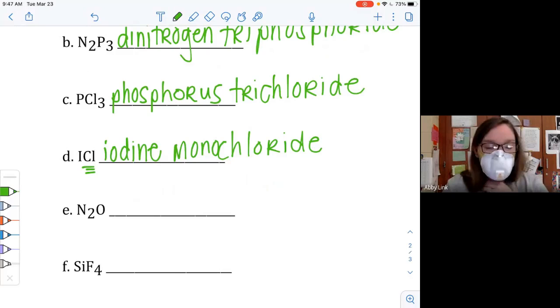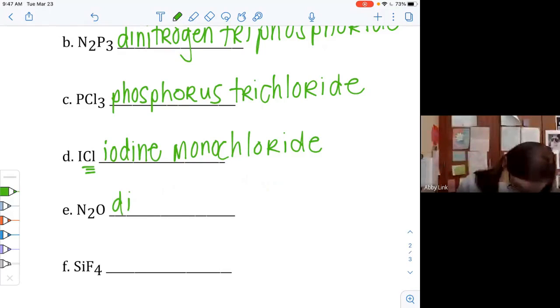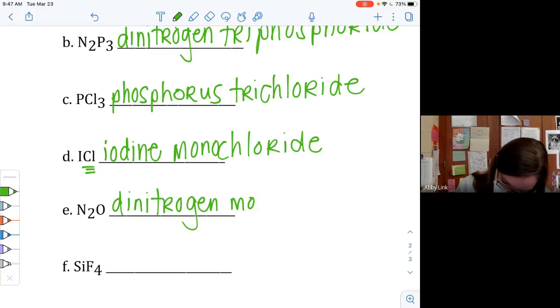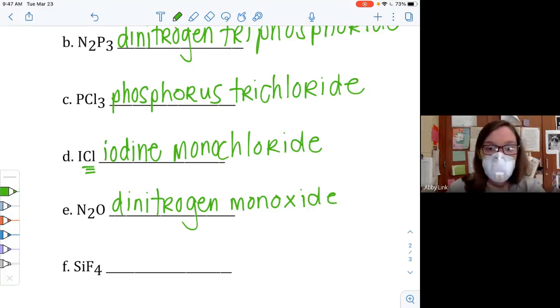All right, next we have N2O. So we have to start with dinitrogen. And then we have one oxygen, so monoxide. Dinitrogen monoxide.